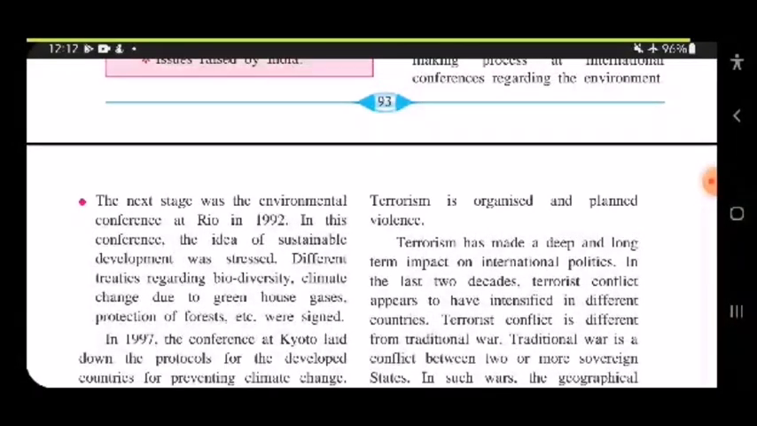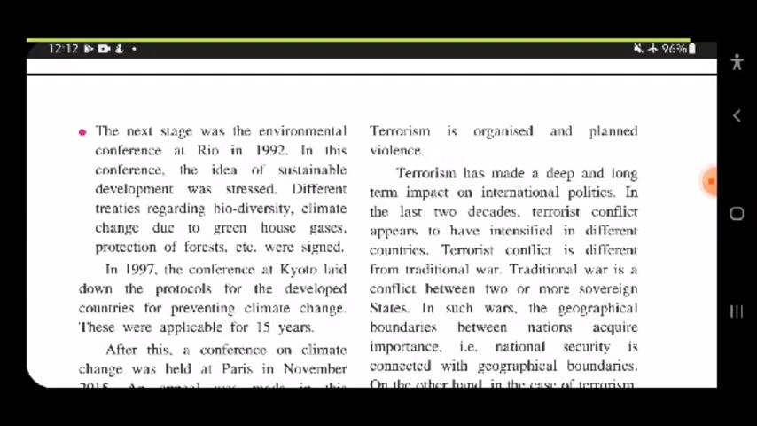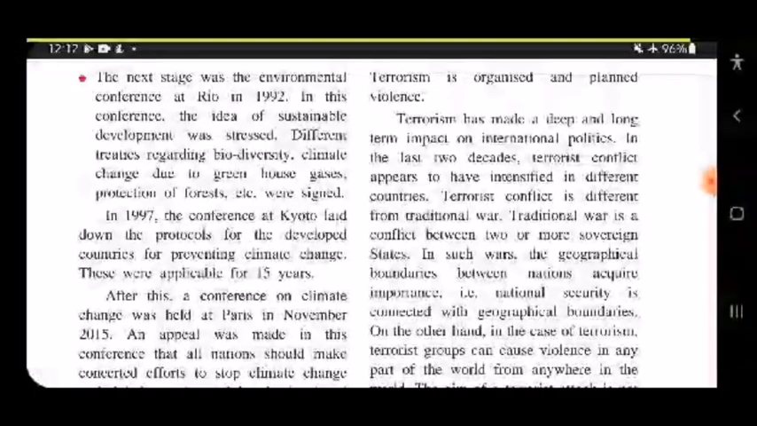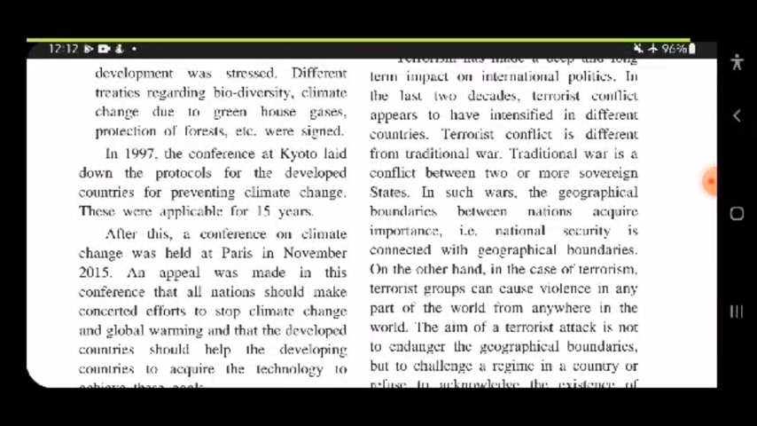Then the next stage was the environmental conference at Rio in 1992. Now, that was at Stockholm in 1972, and then there was another conference in Rio in 1992. In this conference, the idea of sustainable development was stressed. Different treaties regarding biodiversity, climate change due to greenhouse gases, protection of forests, etc. were signed.